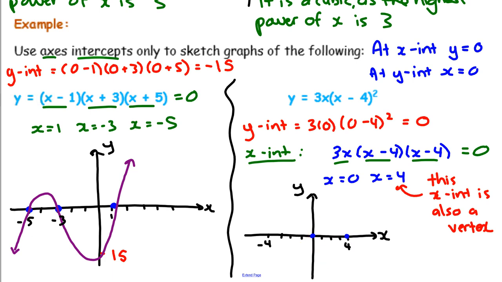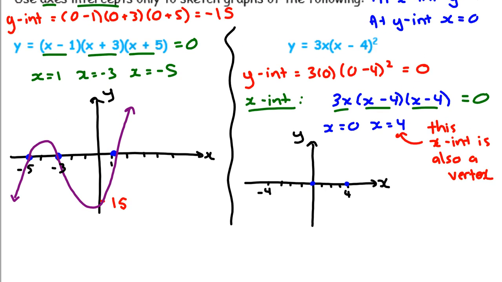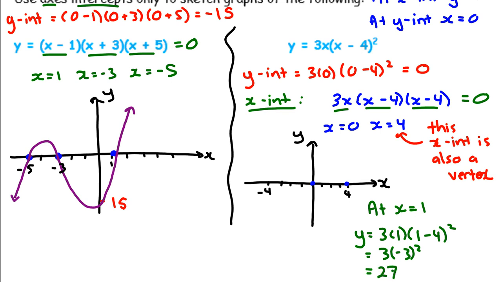Nice. So we need more info, as I said. So at x equals 1, what's our y got to equal? Y must equal 3 times 1, 1 minus 4 squared. I'm just using the equation above. 3 times 1 is 3. Negative 3 squared. Negative 3 squared is 9. 9 times 3 is 27. So it's positive. So that tells us that it's kind of going more so up like this. So it's got to, because it's going to be 27, like it's going to be a positive value.